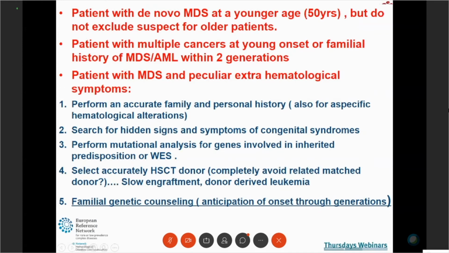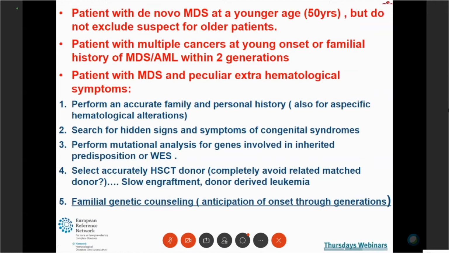So when should we study, in this sense, an MDS patient? We should evaluate the patients who are younger than the median age of MDS, around 50 years or below 50 years. But we should not exclude the suspect of inherited predisposition for older patients. Patients with multiple cancer or with a familial history of hematological malignancy should be evaluated. And we should also search for hidden signs and symptoms of congenital syndromes.